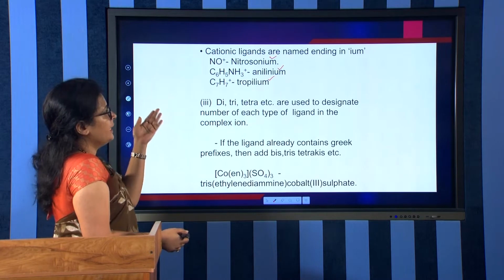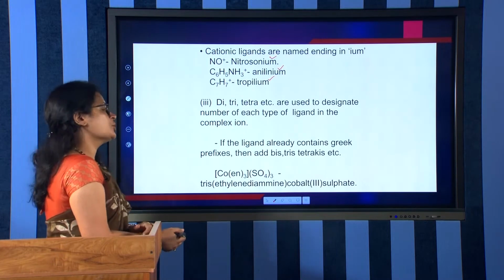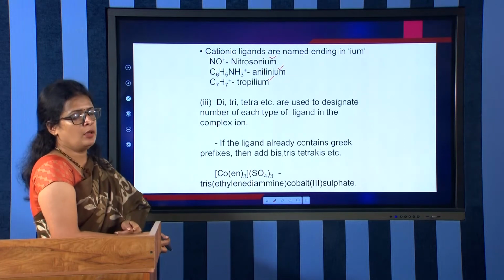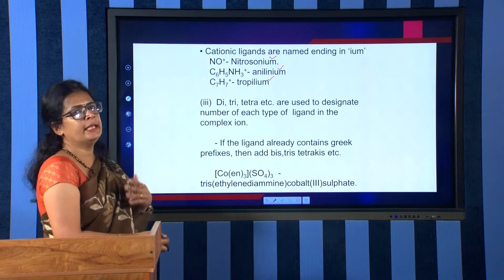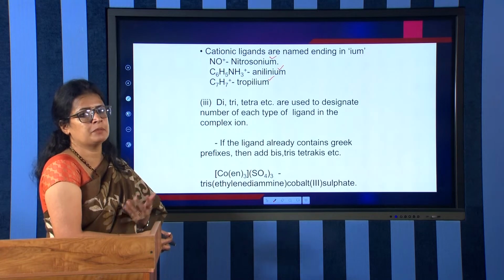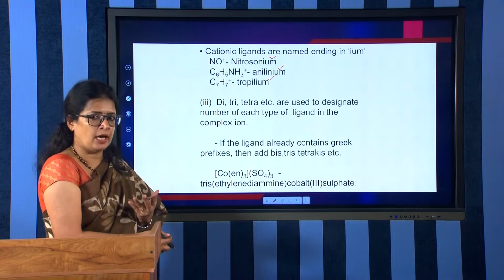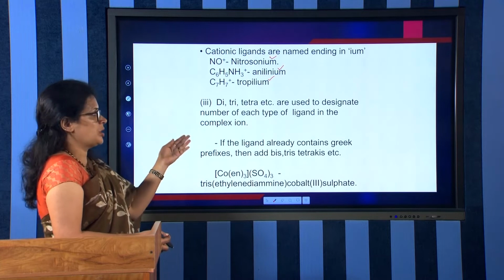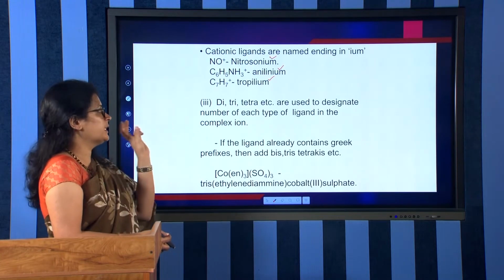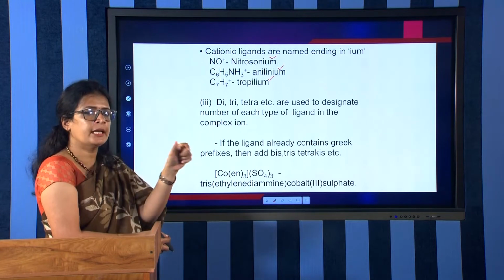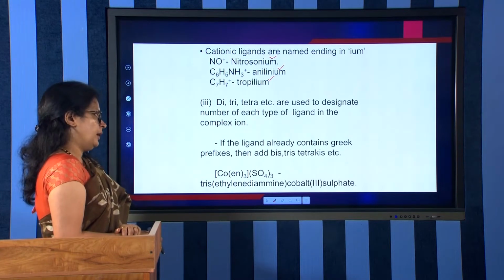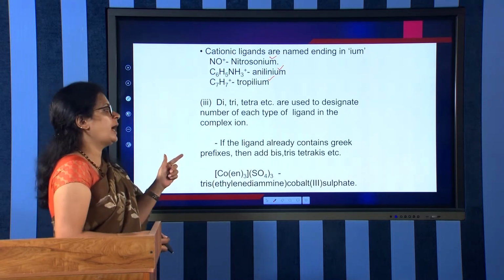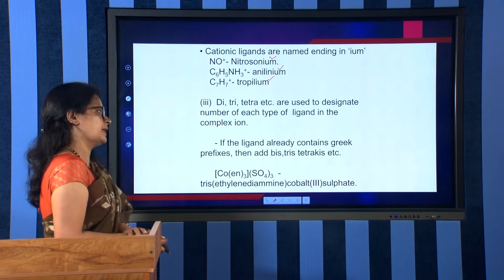And now, di, tri, tetra, etc. are used to designate the number of each type of ligand in the complex ion. For example, if a ligand is appearing 5 times, it should be named with penta. If it appears thrice, it is tri, like that. So, di, tri, tetra are used to designate the number of times each ligand is appearing in the complex. And if the ligand already contains the Greek prefixes, then we should add bis, tris, tetrakis, etc.